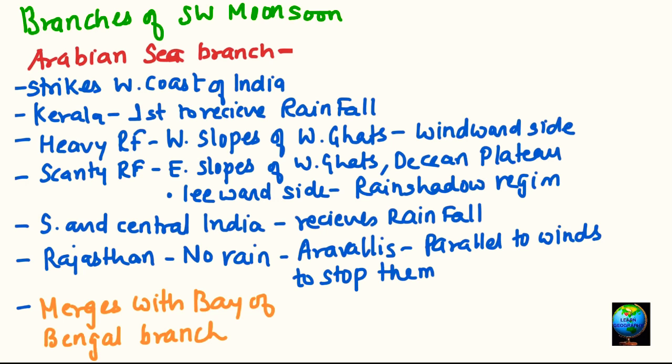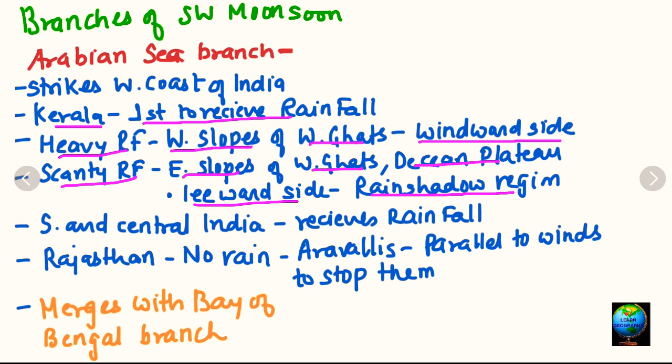Let's understand the Arabian Sea Branch. It strikes the western coast of India, and Kerala is the first state to receive the rainfall from these southwest monsoon winds. Heavy rainfall is caused on the western slopes of the Western Ghats as they are located on the windward side of these winds. Very scanty rainfall is received by the eastern slopes of the Western Ghats and the Deccan Plateau as they are located on the leeward side of the winds, and they turn into a rain shadow region.